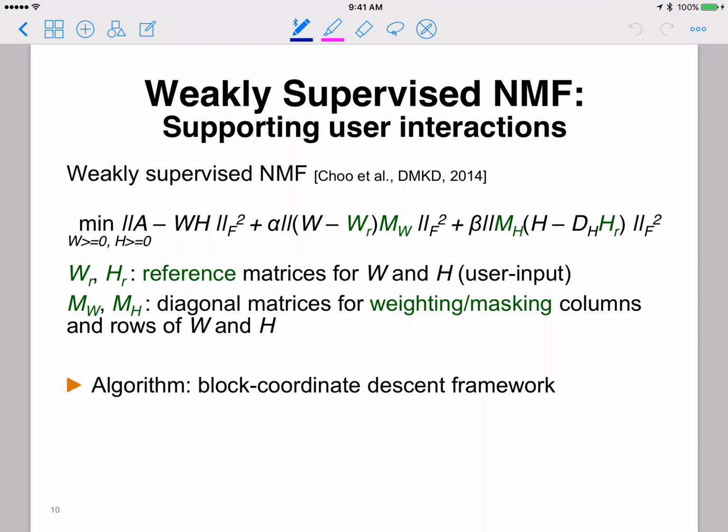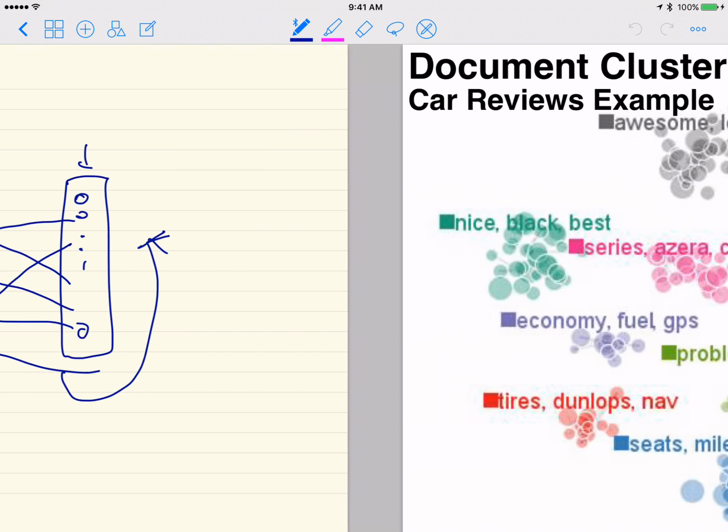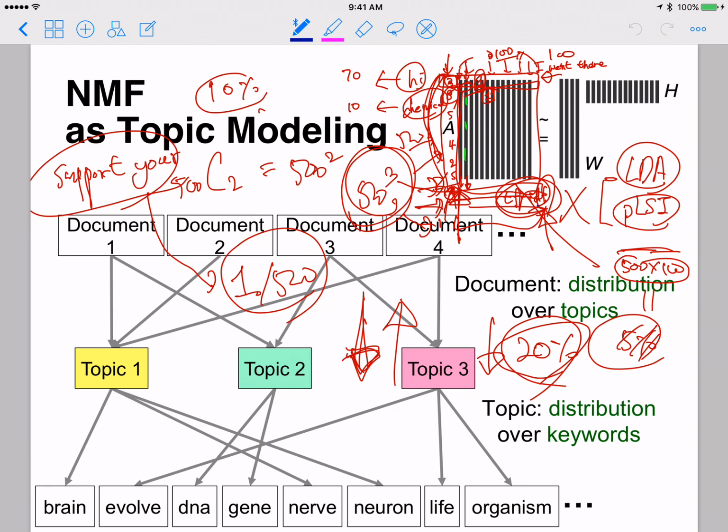So this is one example of making the topic modeling process more interactive. Interactive means the user wants to do some additional things on top of this original topic modeling process. So we have this original topic modeling using NMF. Given the matrix A, we are trying to obtain W and H. Yeah, similar to this. Okay.